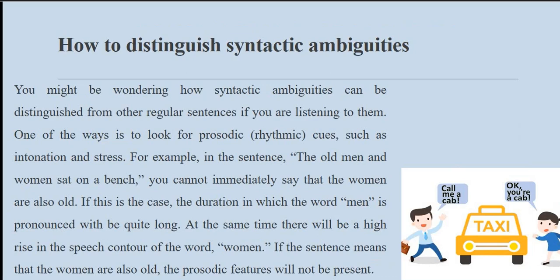Okay. So how to distinguish syntactic ambiguities? You can see the paragraph here, you can read it. In this paragraph, it is stressed that in order to define syntactic ambiguities, we might sometimes apply prosodic cues like intonation and stress. For example, in this sentence, the old man and woman sat on a bench. We don't know if the women are also old like the men here. So there might be two meanings for this sentence. In order to understand if the women are also old or not, we can pay attention to prosodic, rhythmic cues such as intonation and stress. So this is one way of defining syntactic ambiguity in a sentence while listening to it.